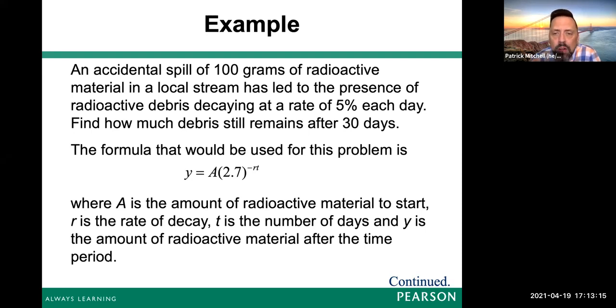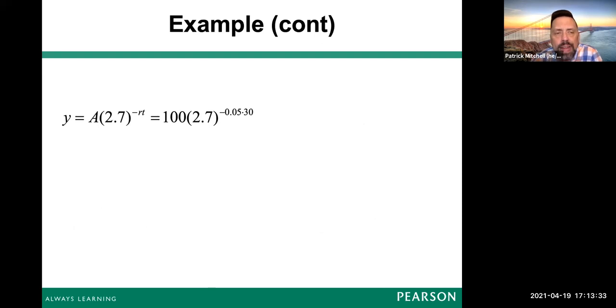Where A is the amount of radioactive material to start, R is the rate of decay, T is the number of days, and Y is the amount of radioactive material after the time period. So in this problem, we're trying to find Y, and we're given that A is 100, R is 0.05, and T is 30 because it's asking after 30 days. So first we do negative 0.05 times 30, and that comes out to negative 1.5.